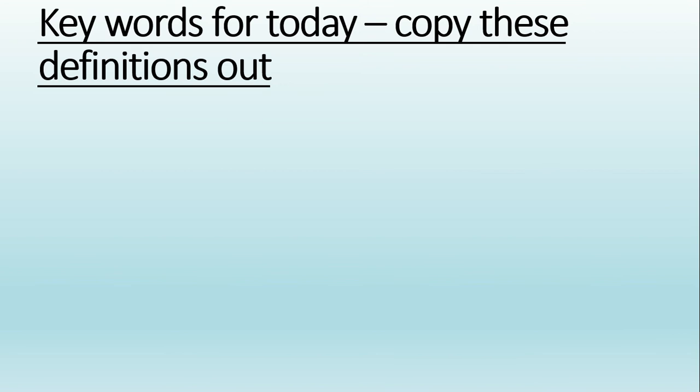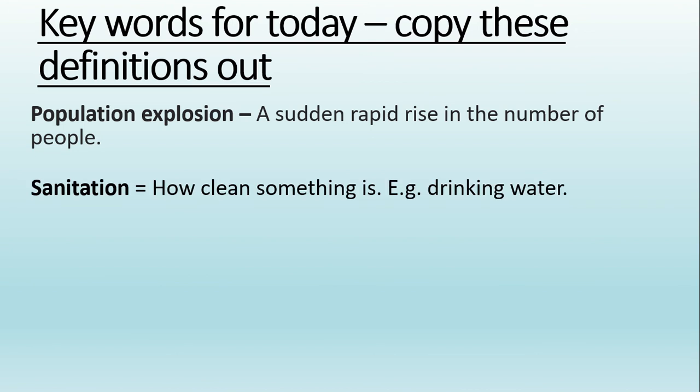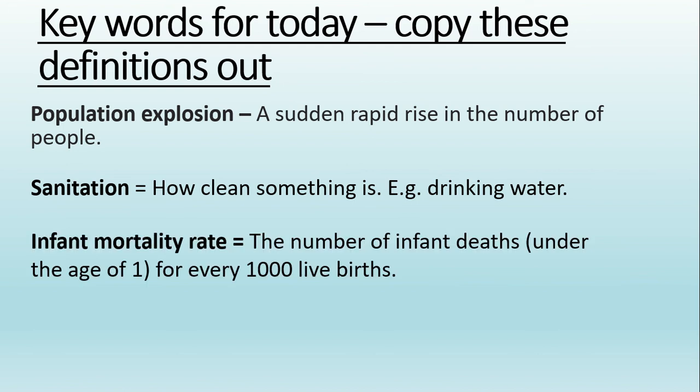So our keywords for today's learning, remember we're learning about population explosion today, are these: population explosion, which is a sudden rapid rise in the number of people, like from 1950, global population went through a population explosion. Sanitation, this is how clean something is, for example, drinking water. And infant mortality rate. Now, I know we might have come across these words before, but I just wanted to make sure everybody was aware of them again and remind you.